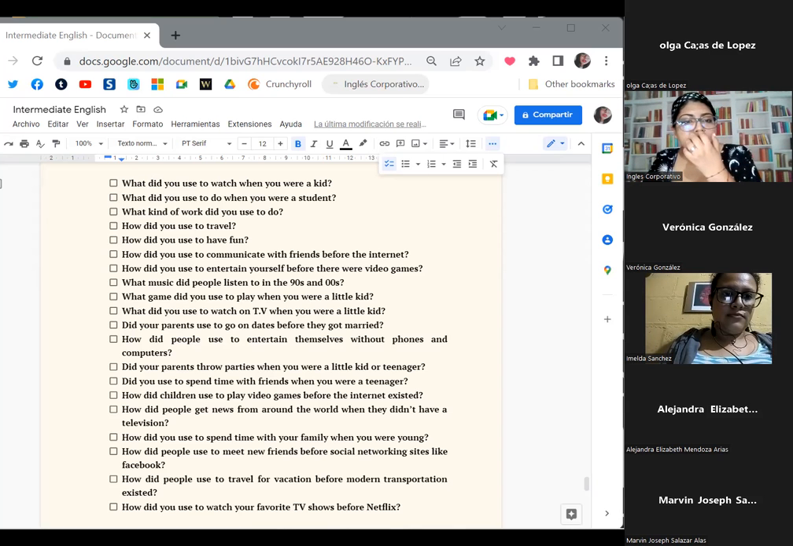How did people used to entertain themselves without phones and computers? ¿Cómo solían las personas entretenerse sin los celulares y las computadoras? They go to the park. Well, they make picnics or go to play there, to ride a bike, something like that. Okay, that's good. Thank you.